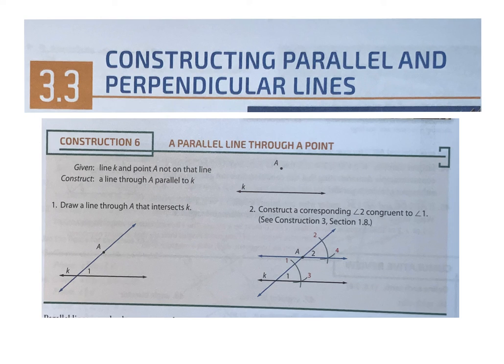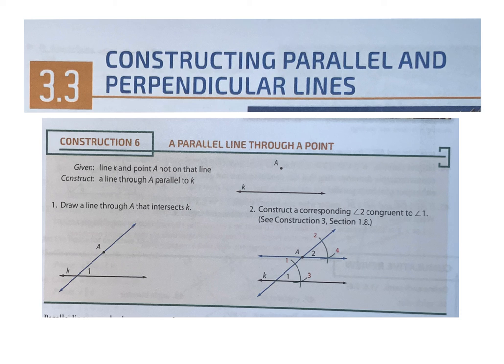The first thing is constructing parallel lines. So conceptually, in order to have parallel lines, what we just talked about is you have to have certain angles congruent. If you can create certain angles congruent, then you know you have created parallel lines. And so that's the concept behind constructing parallel lines.